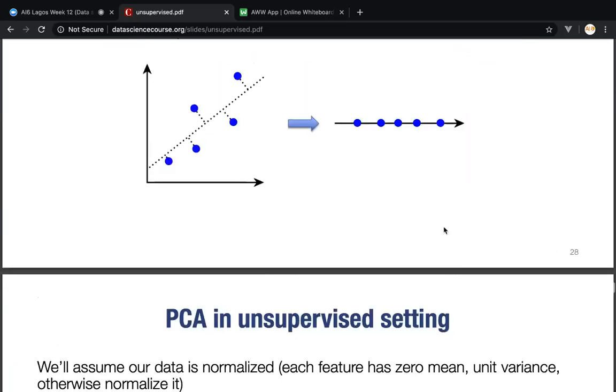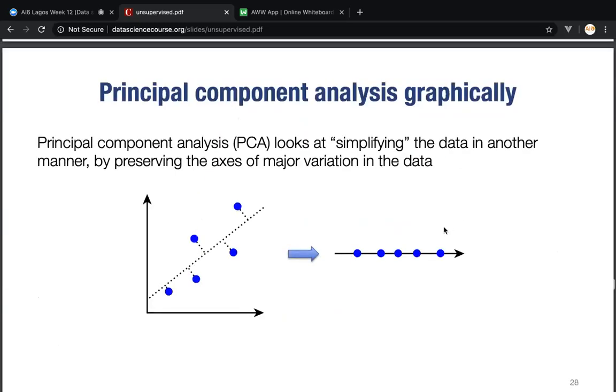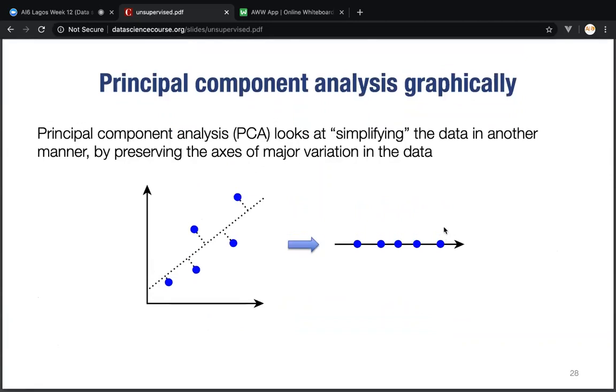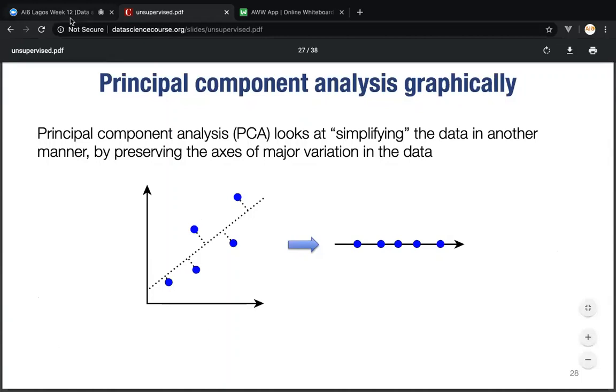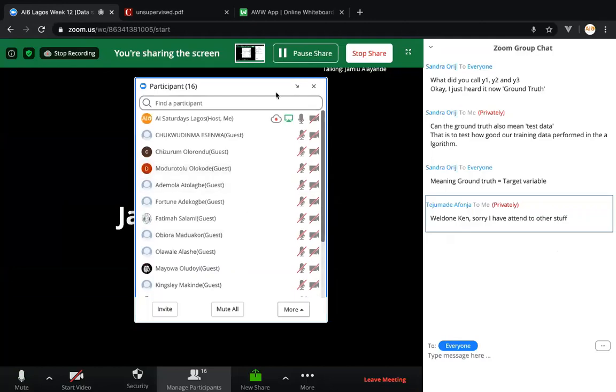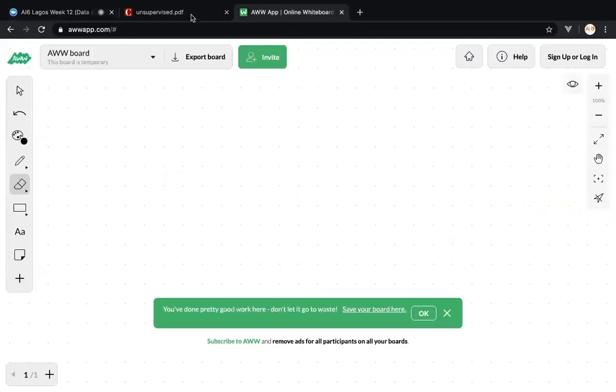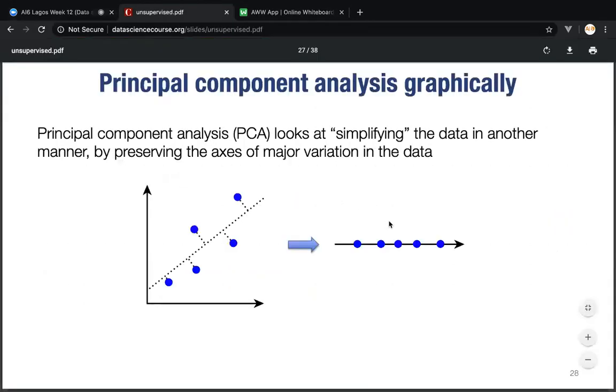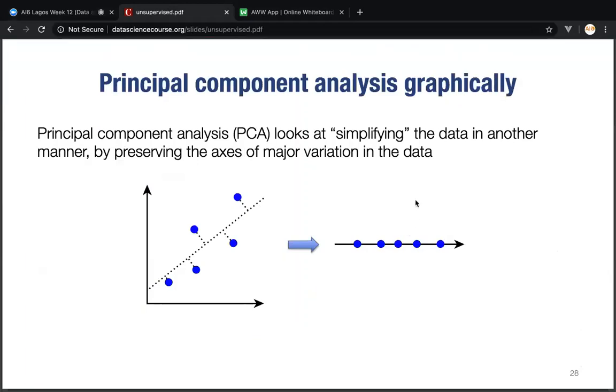Okay, before I move, is there any question? Yeah, there is. Okay. I can hear you. You said the PC is used to compress data sets to reduce the features. Is it only restricted? Is it only restricted to unsupervised learning data sets? Unsupervised problem rather.